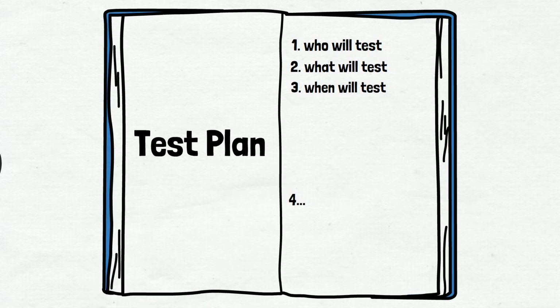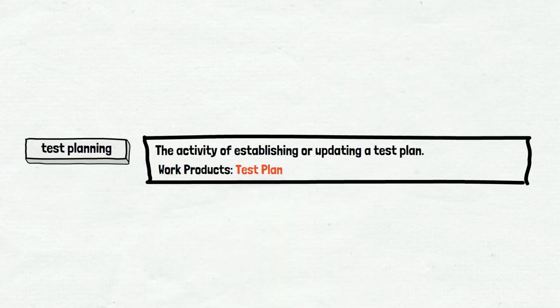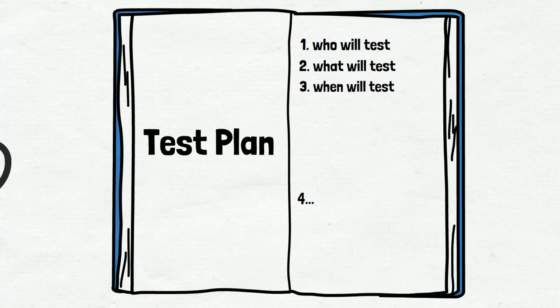Each test process activity has some work product. The result of the work can be shared with the stakeholders or the team. And the test plan is the work product of the test planning activity. We will have a separate video about the test plan, so we won't talk in detail about the document structure here, just simple answers to the questions.